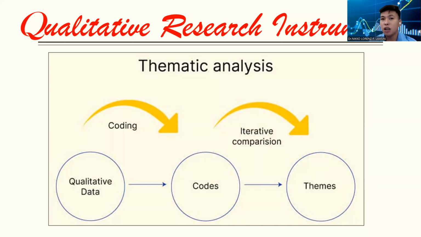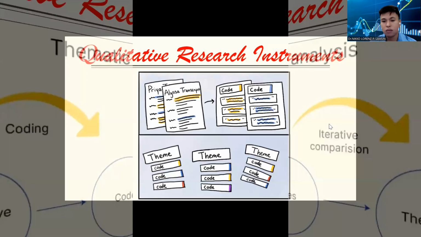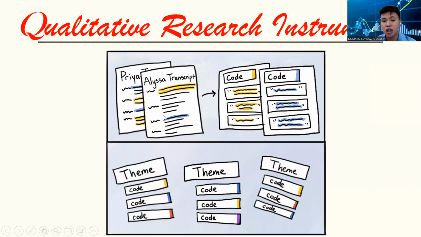Okay, I will be sending another video that will show how to do qualitative analysis or thematic analysis from qualitative data until you develop the themes. So for example, this is a transcript of your interviewee. You see some repetitive words, so you assign them as codes. And those codes, once you combine them from responses of different respondents or participants, you will be able to establish themes.